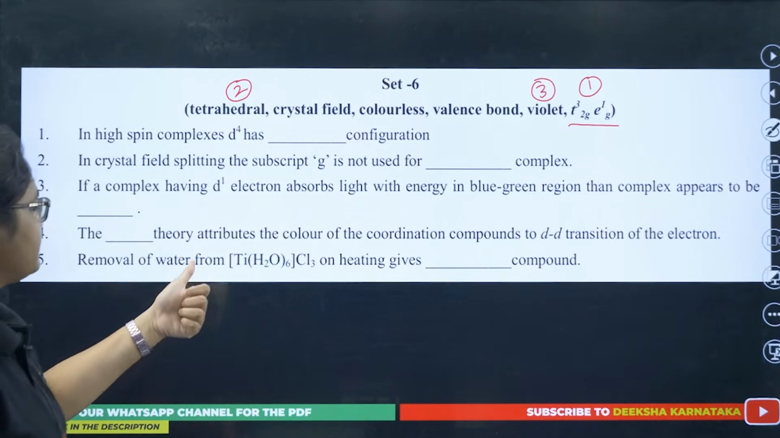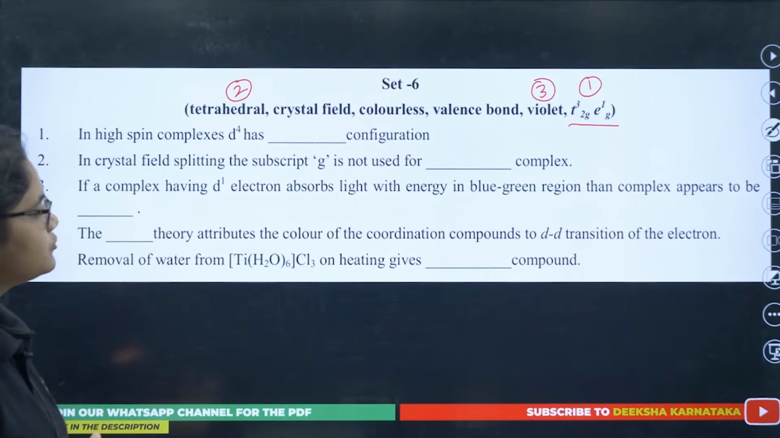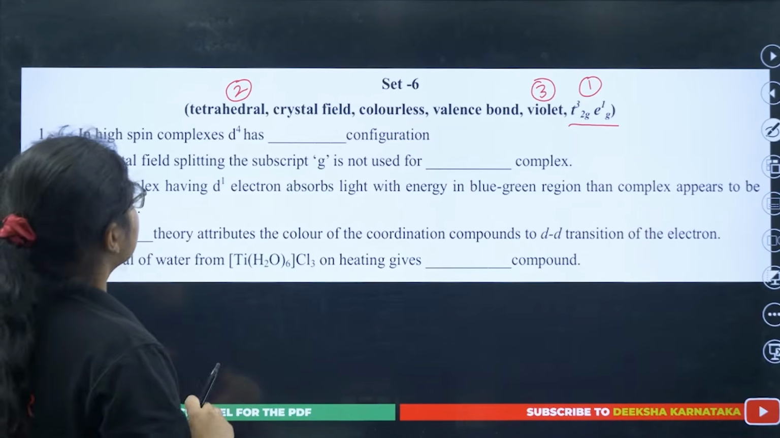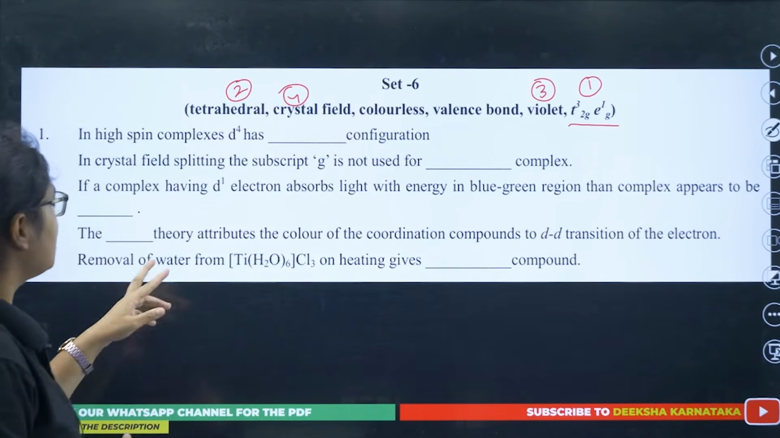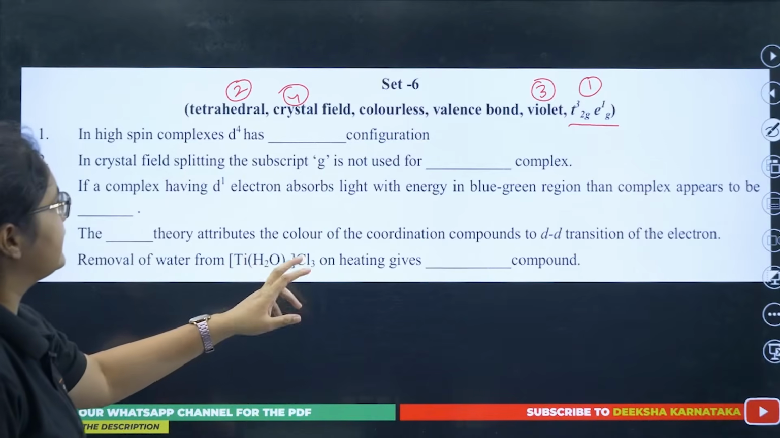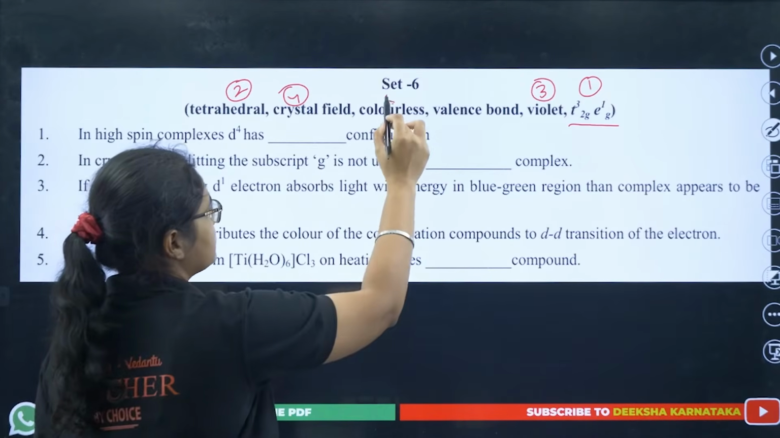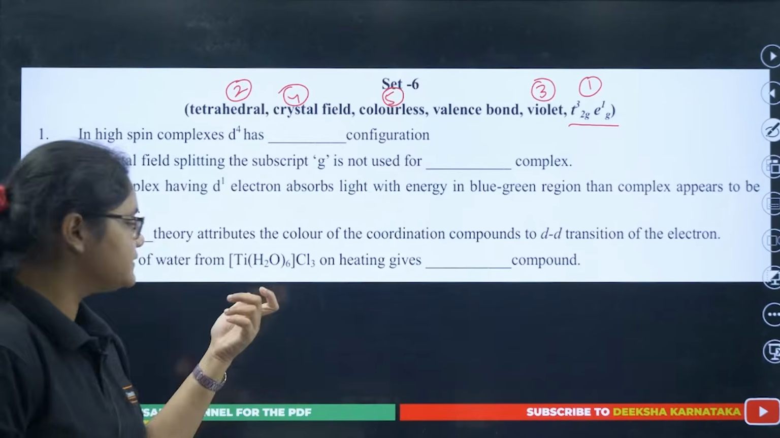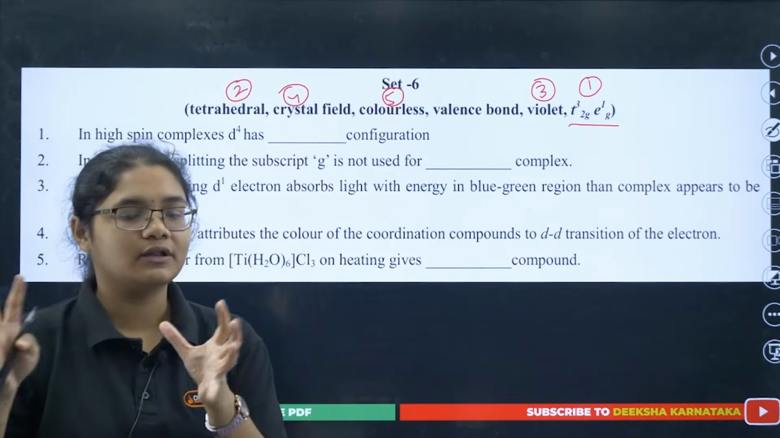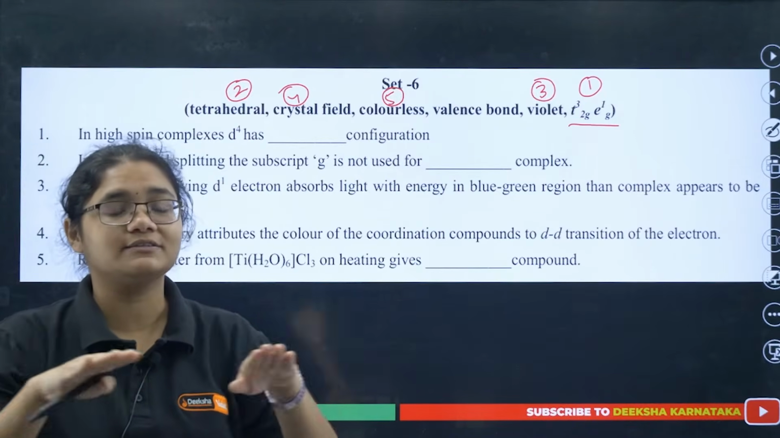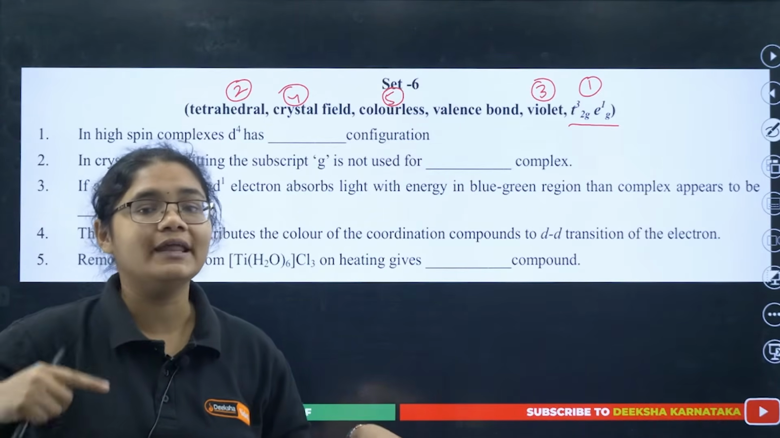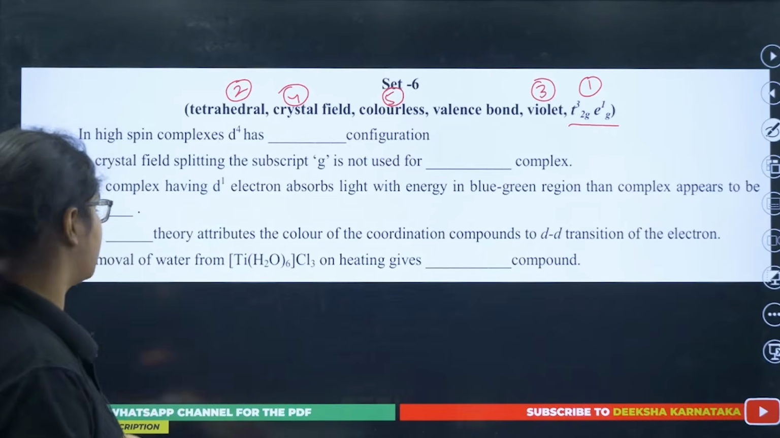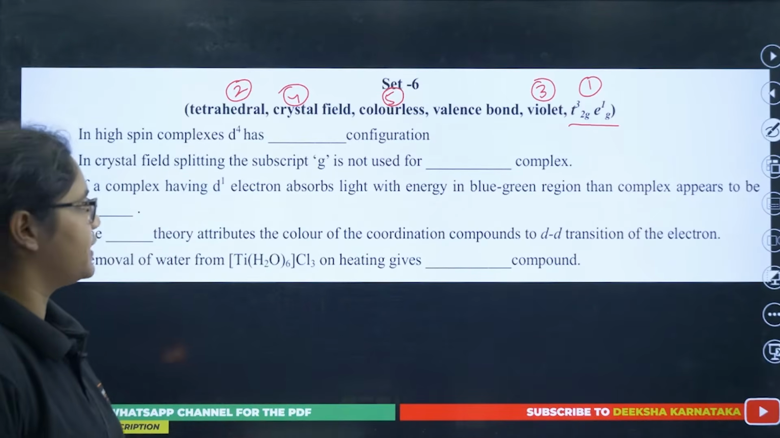The crystal field theory attributes the color of coordination compounds to the d-d transition of the electron. The removal of water from this on heating gives a colorless compound, because when the ligands evaporate, all the d orbitals become degenerate, and now the electrons cannot undergo d-d transition, right? So that is why, we have this one as 5.